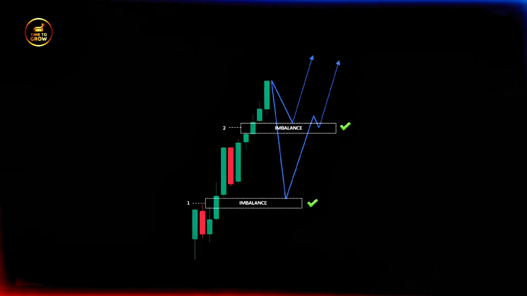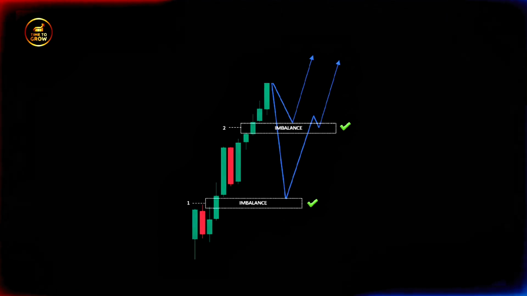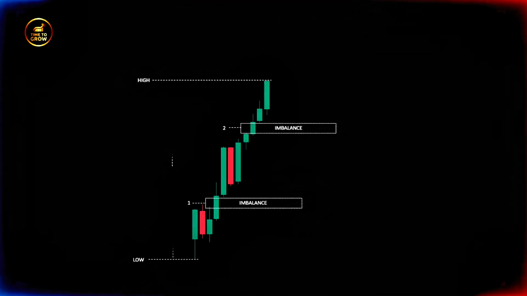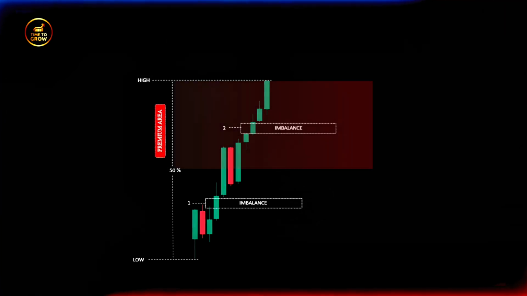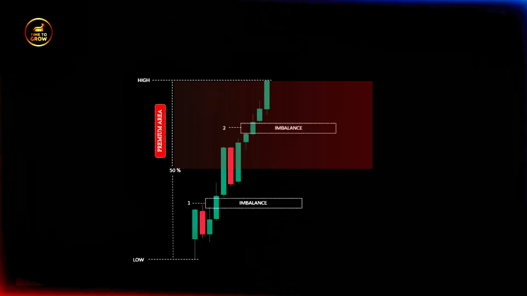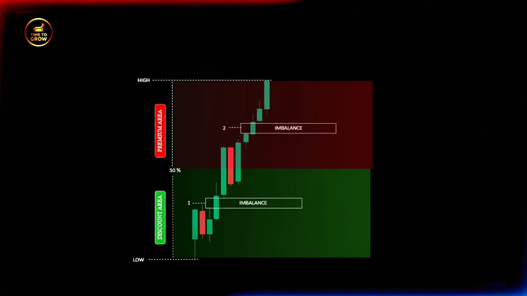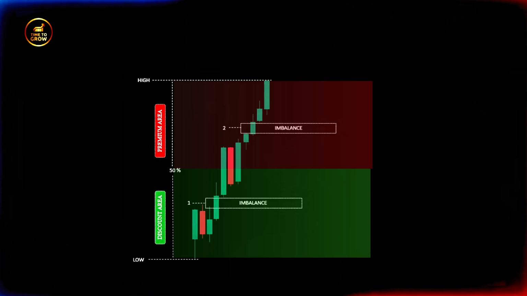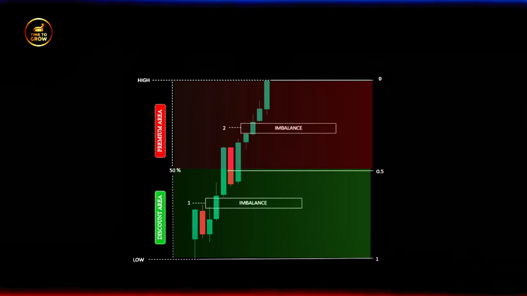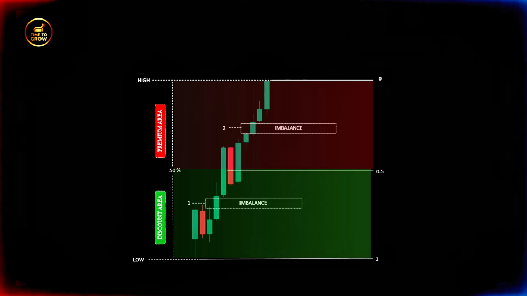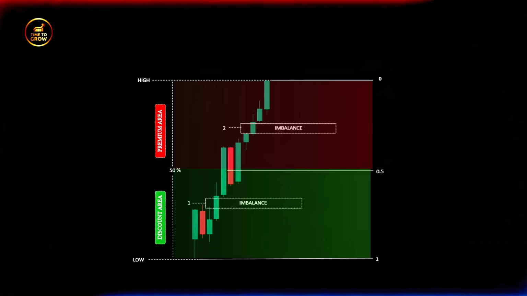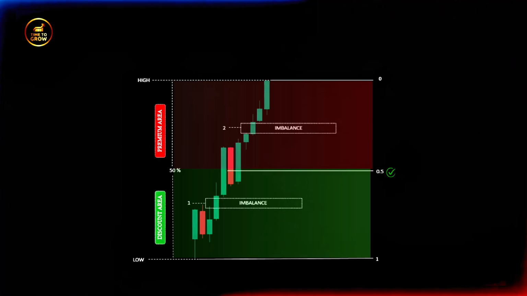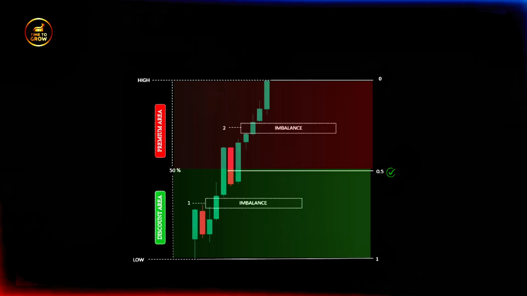To divide the move into premium and discount zones, we draw a line from the swing low to the swing high, and the area above the 50% level becomes the premium zone, while the area below 50% becomes the discount zone. To make this even easier, you can also use the Fibonacci tool. If you place the Fibonacci levels from the lower point of this move all the way up to the higher point, you'll get the 0.5 level. Everything above 0.5 is premium, and everything below 0.5 is discount.